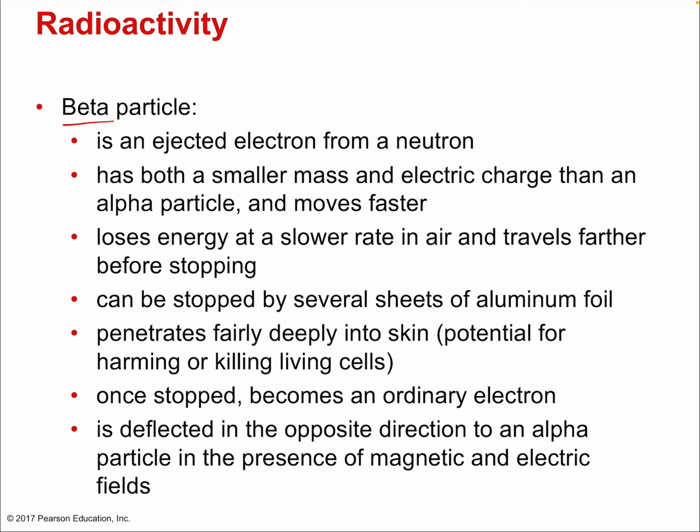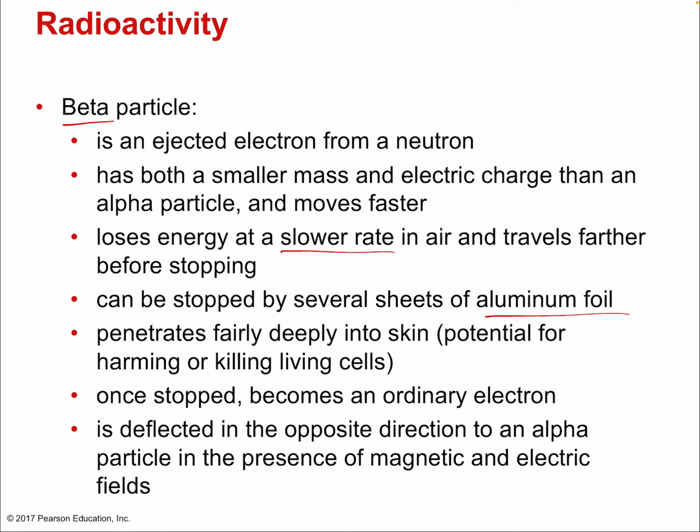It has both a smaller mass and electric charge than the alpha particle, and it moves faster. It loses energy at a slower rate, okay, because it's so small, it kind of slips through, you can think of it, right? In air, it travels further before stopping. It can be stopped by several sheets of aluminum foil, so it's significantly harder to stop. Clothing, paper will not stop it. Thick wood, metal will stop it, okay?